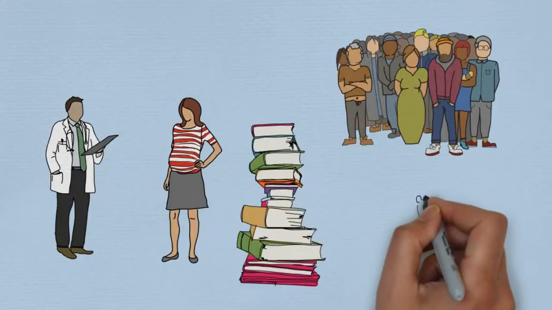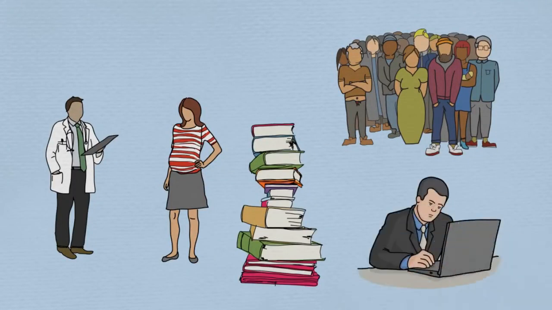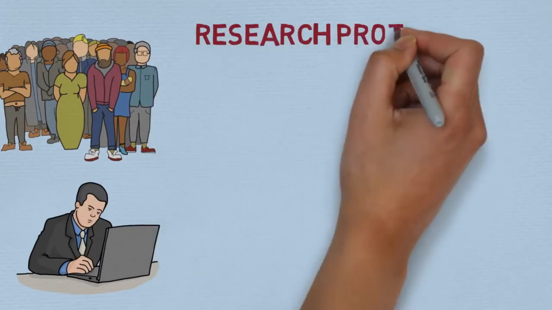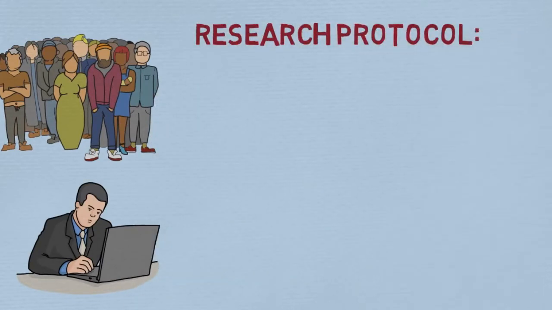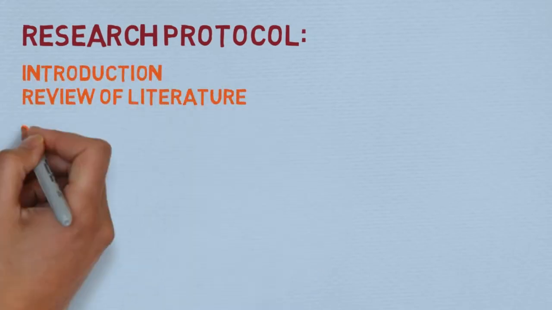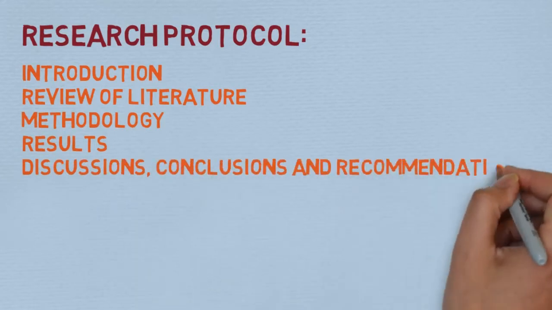A research is a process of systematic search for verifiable truth about a problem phenomenon. Hence, this systematic search requires developing a systematically organized approach, which is called the research protocol. The research protocol of a public health research paper includes the introduction, the literature review, the methodology, the results, and finally the discussion, conclusion, and recommendation.